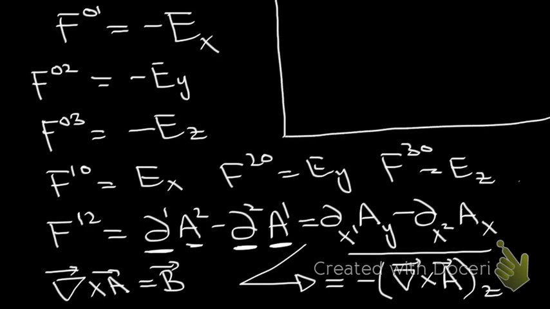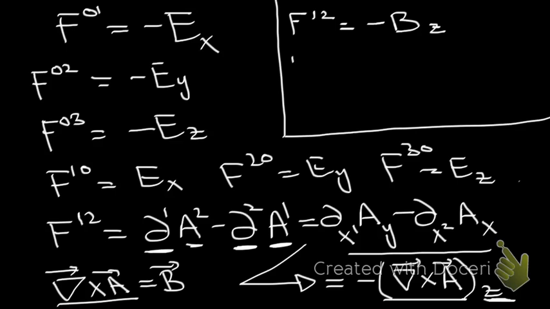Okay, so if you look at this, right? This is similar to this, except for the fact that it is the Z component and there is a negative sign over here, right? Okay, so then your F12 component is simply the negative B in the Z direction.